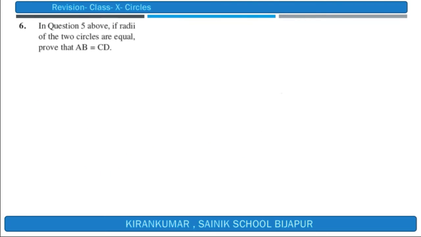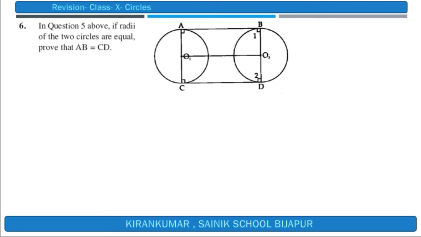Question number 6. In question 5 above, if radii of the two circles are equal, prove that AB equal to CD. Look at these two figures. If the radii are equal, the circle looks like this. I have marked circle with centers as O1 and O2. AB and CD, they are the tangents.